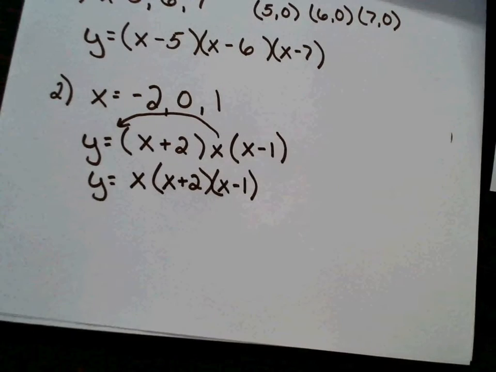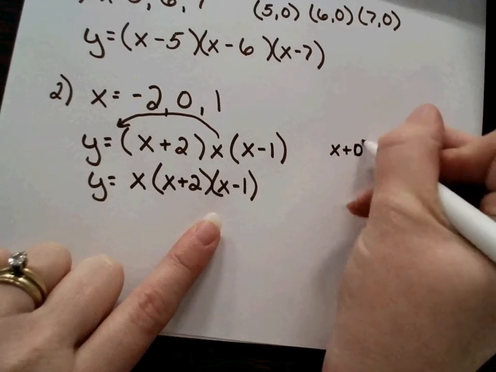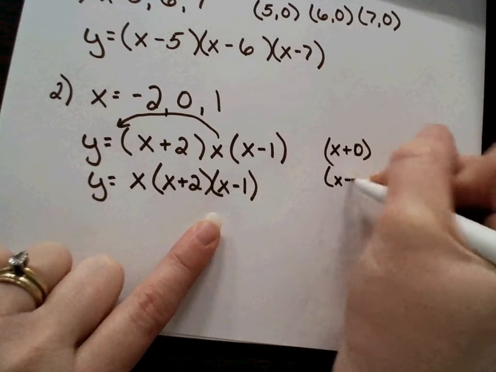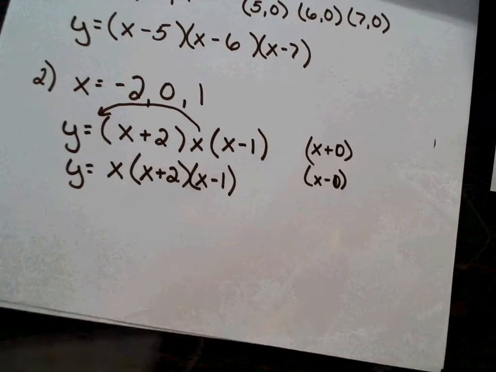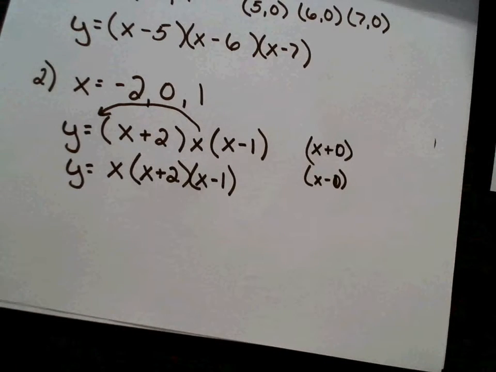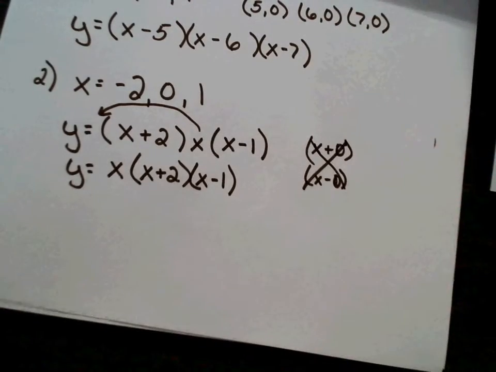So whenever you see a 0, that just means that you're just going to have an x, because it wouldn't make sense to say x plus 0 or x minus 1. Or excuse me, not x minus 1, x minus 0. When you add nothing to an x, you're just going to be left with an x. So we don't write the 0 in there.